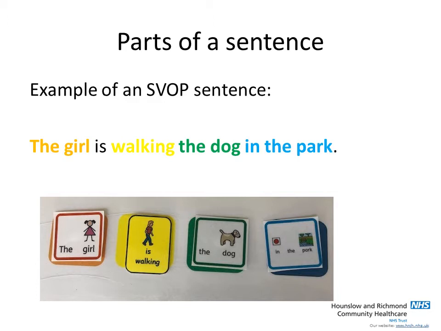So an example of a subject, verb, object, place, or SVOP sentence is the girl, subject, is walking, verb, the dog, object, in the park, place. And you can see I've colour-coded the written elements of the sentence. But one of the major advantages of this language programme is that we don't have to have an understanding of written language. We don't need to be able to write to use it to say the words and use it verbally. The girl is walking the dog in the park, because it's visual as well as written.